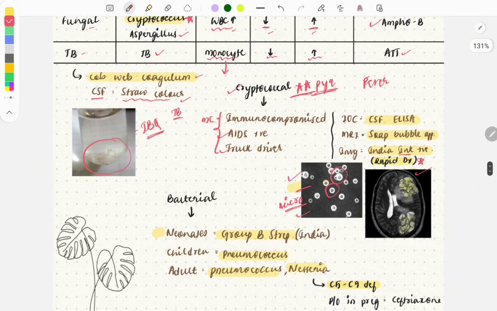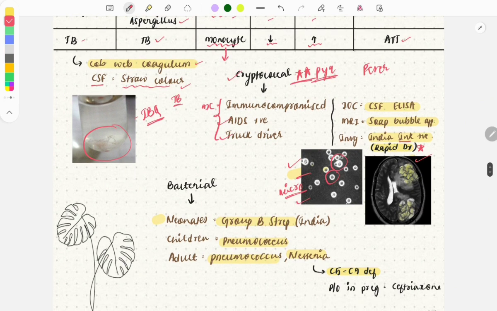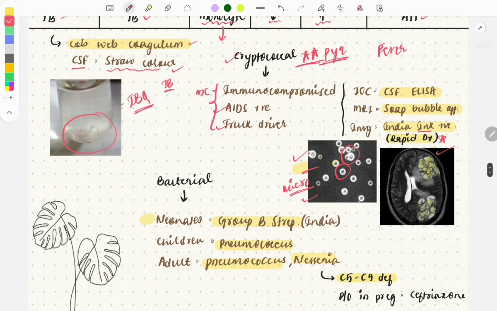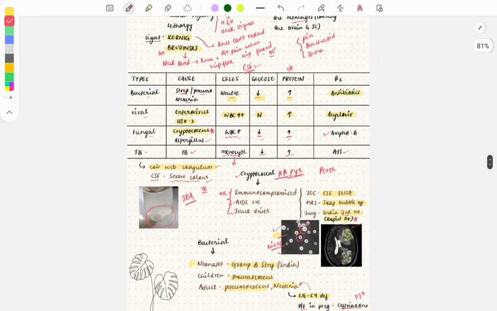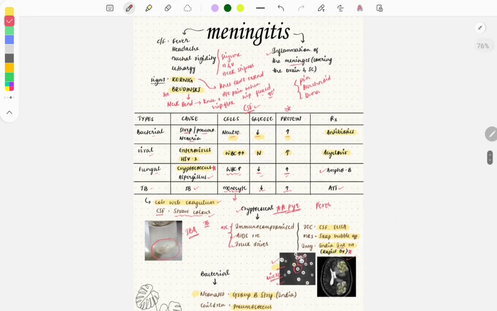So this was a quick video. The other questions asked on meningitis: Neisseria meningitis occurs due to complement deficiency of C5 to C9. And the questioner also asked on the treatment: for prophylaxis, you will be using ceftriaxone. So this is also a PYQ. This was a short quick review of meningitis, and you need to remember all these points.